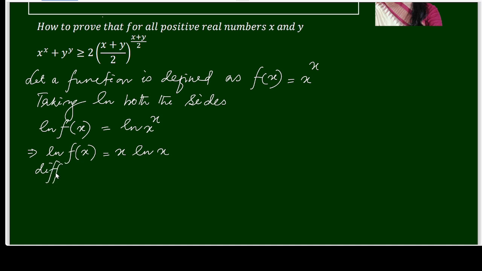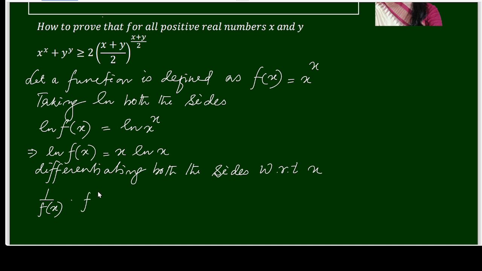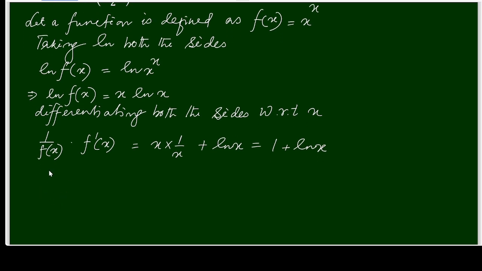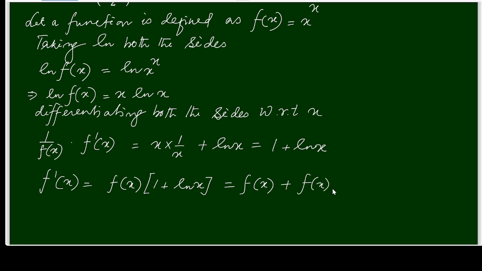Now differentiating both the sides with respect to x, we get 1 over f(x) into f'(x) equals x into 1 over x plus ln x. This is 1 plus ln x. So f'(x) equals f(x) into (1 plus ln x), or this is equal to f(x) plus f(x) ln x.